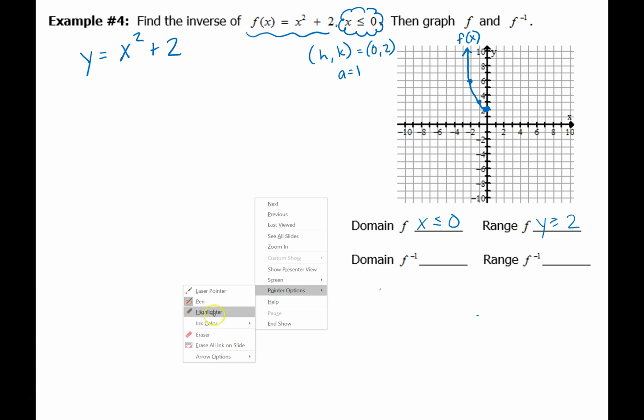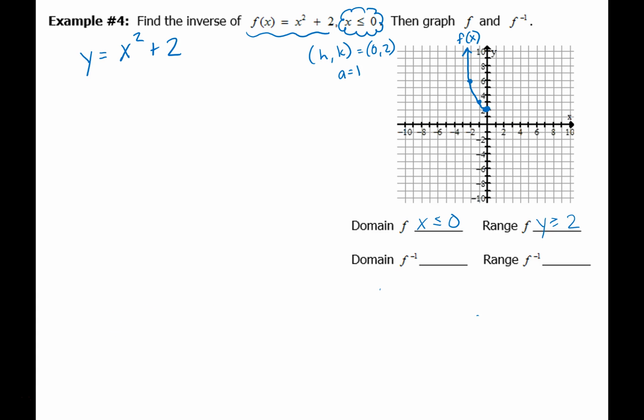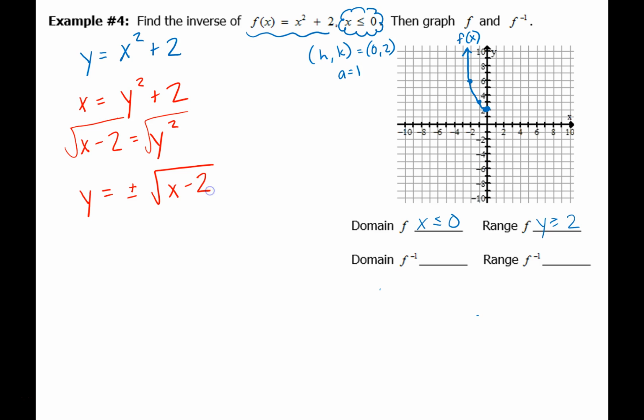I'm going to change my color here because now I'm going to swap my x and my y. All I've done is switch the position of the x and the y. Those two variables, I flipped them around. Now I'm going to solve this for y because that will give me my new function. So I'm going to subtract 2 from both sides first, and then I'm going to take the square root of both sides to get rid of that square. So I've got y is equal to plus or minus the square root of x minus 2.